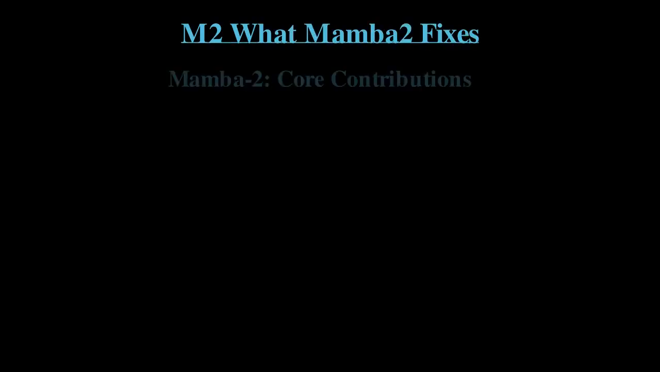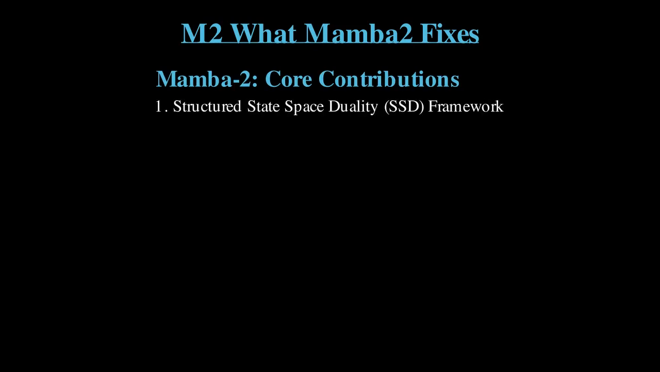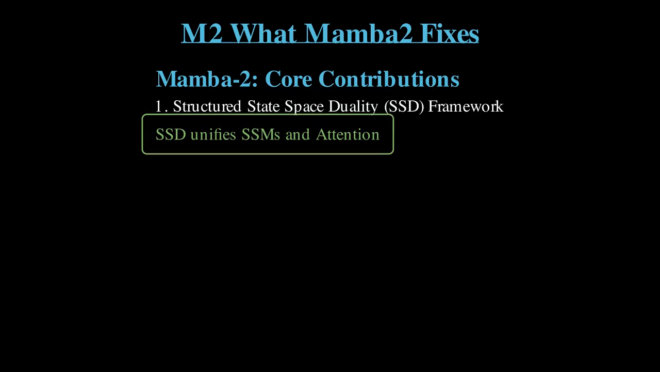This brings us to Mamba-2 and its core contributions, which address these limitations directly. First, and most importantly, it introduces a new theoretical framework called Structured State Space Duality, or SSD. This framework formally unifies SSMs with a variant of attention, explaining the deep connection between them. Second, Mamba-2 allows for a much larger state size. We can now use n values from 64 up to 256 with no slowdown, dramatically increasing the model's capacity.